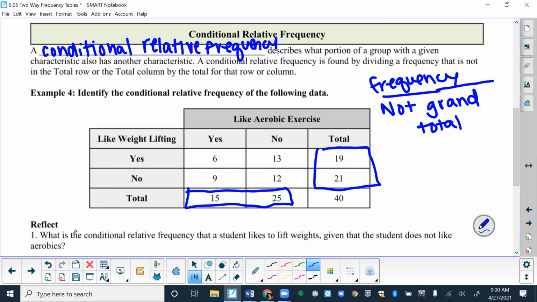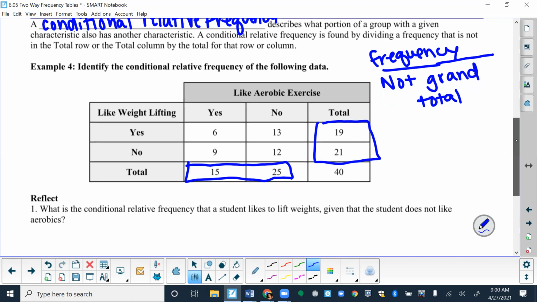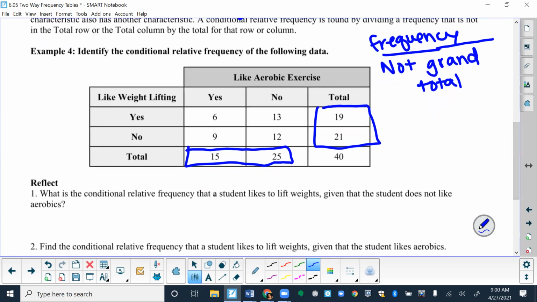So to answer these questions down here, what's the conditional relative frequency that a student likes to lift weights, given that the student does not like aerobics? All right, so that "given that," I use that to help me out. We want to see how many students like to lift weights, given that, or out of the students that do not like aerobics.